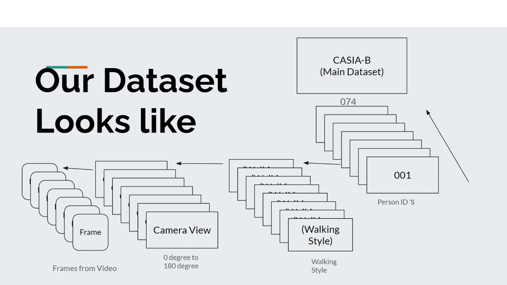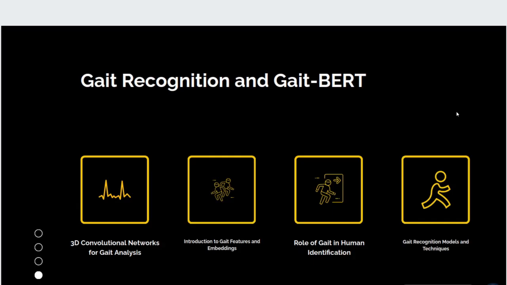In the root folder, we have different folders, each representing a person ID. A person ID represents a particular person, and each person has different walking styles. Each walking style has different camera views, starting from 0 degree to 180 degree, and each camera view has different frames, which we represent as a video. We're basically using 3D convolution in this, and we are learning gait features and embeddings.